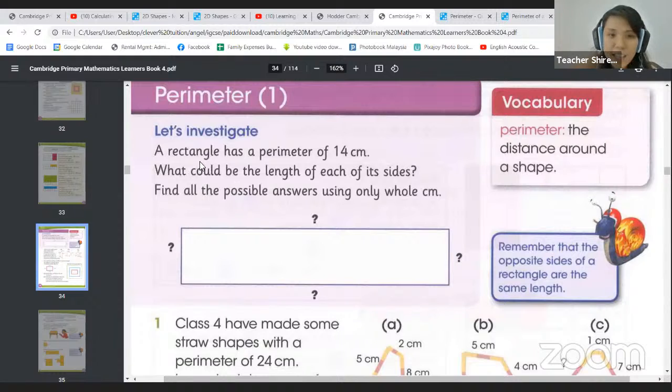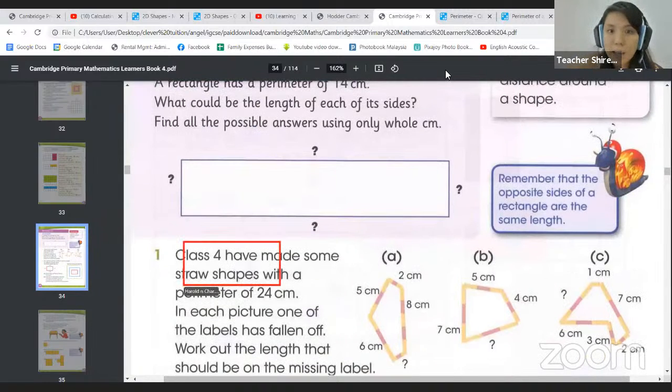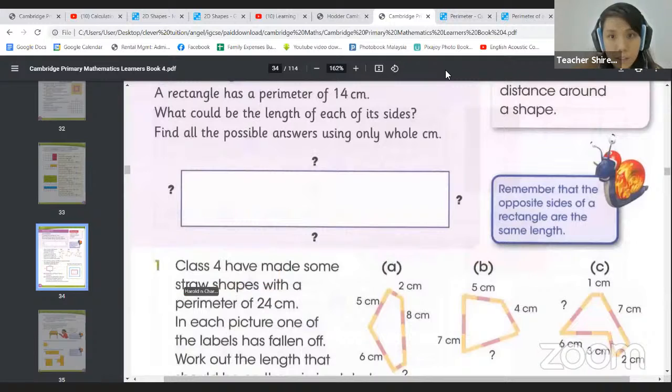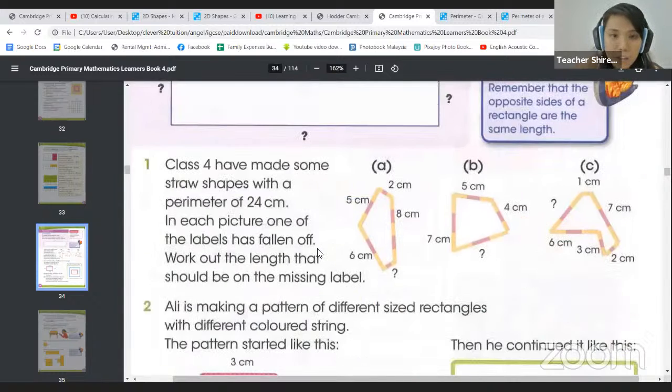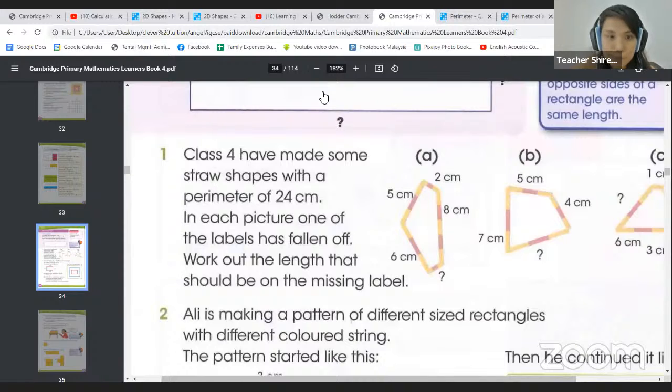A rectangle has a perimeter of 14 cm. What could the length of each side be? This one can be anything, so you can just put any combination. But most important, let's look at question number 1.